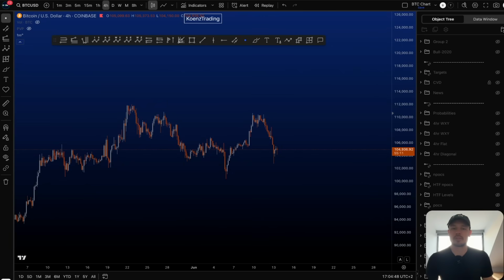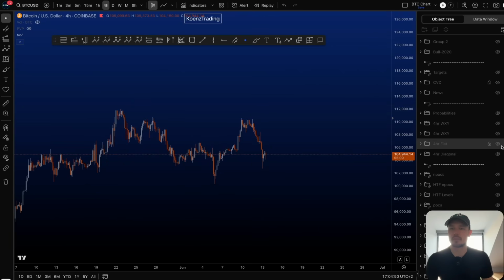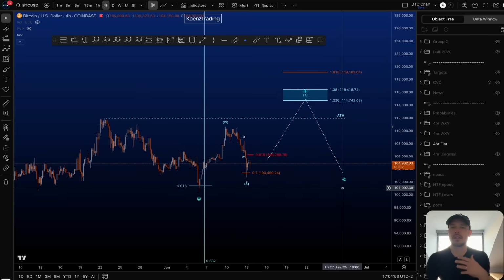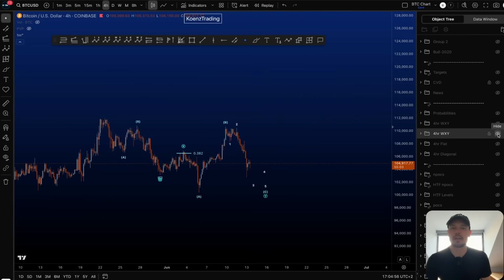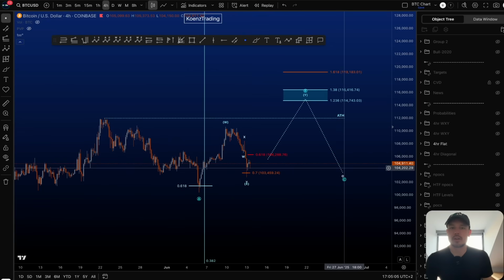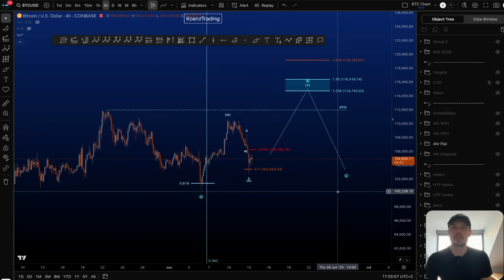Which then brings me, so that was quite a part of the video, of course, but that then brings me to the other scenarios, right? So I have a flat here, a WXY, which is what you see here on my chart, and another WXY, okay? So let's start with the flat.